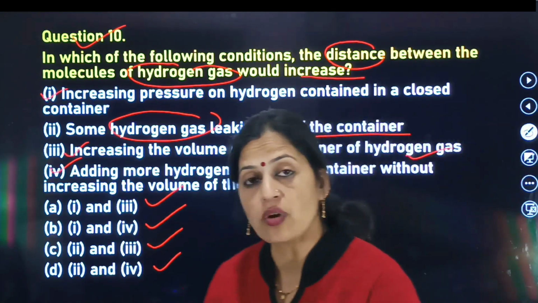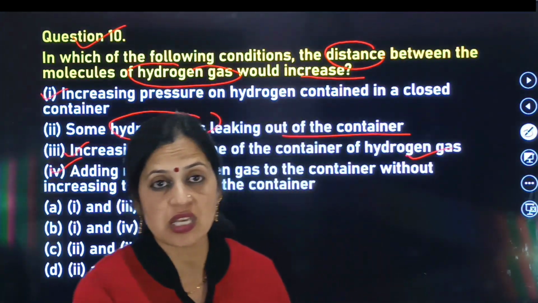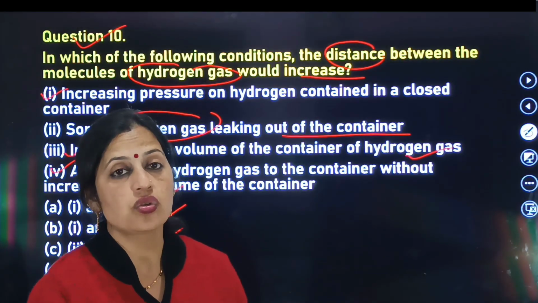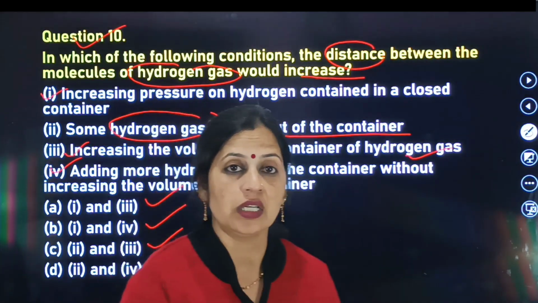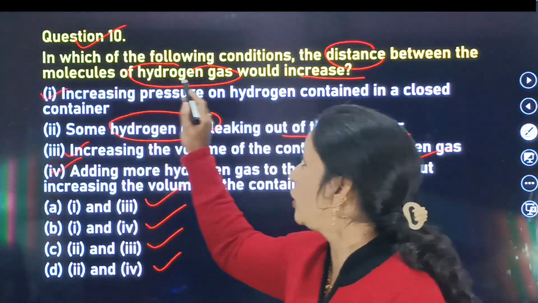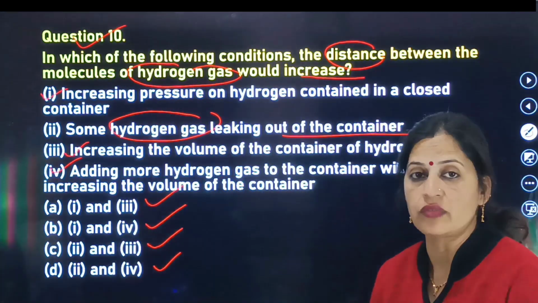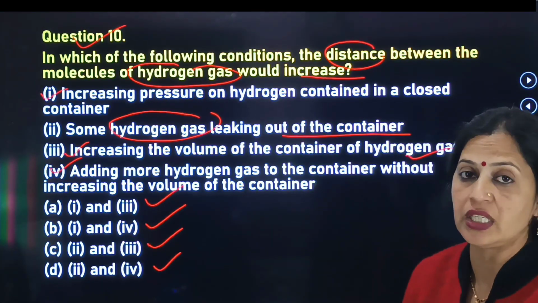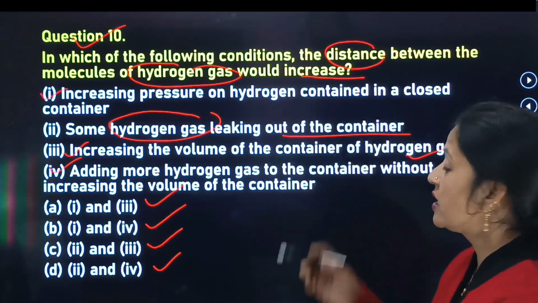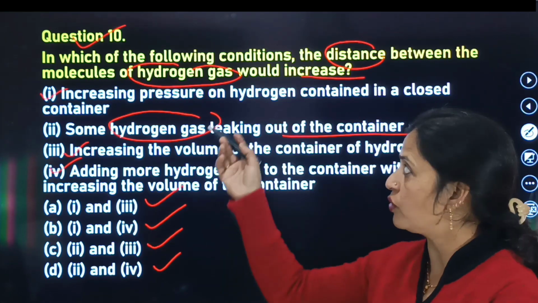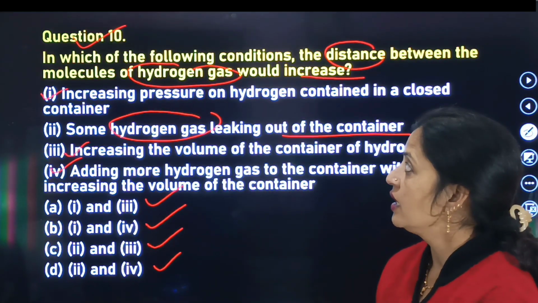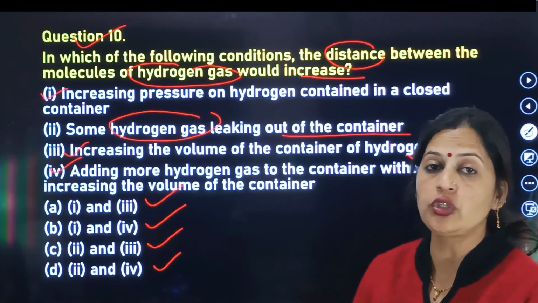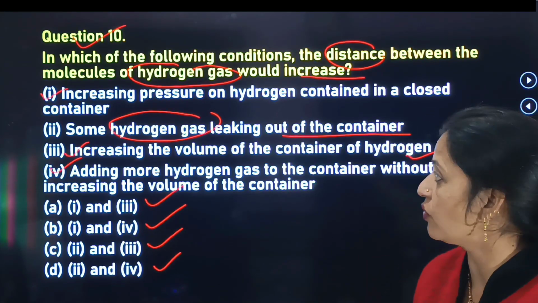So here, in which of the following conditions, that means there are following 4 conditions. In which of the following conditions would the distance between the molecules of the hydrogen gas increase? That means there are some special conditions where the distance between the molecules of the hydrogen gas would increase. So you have to choose those conditions.